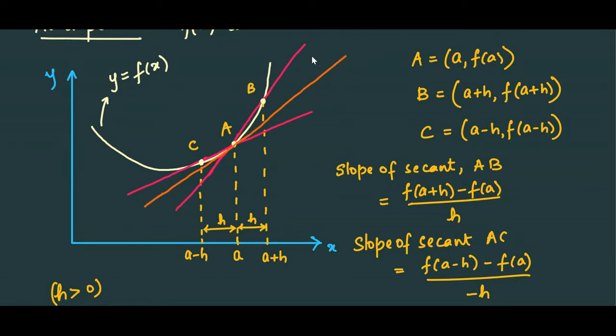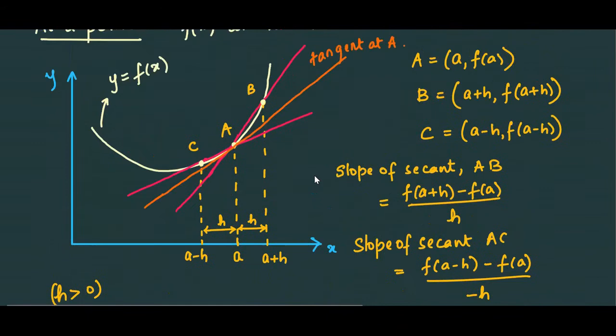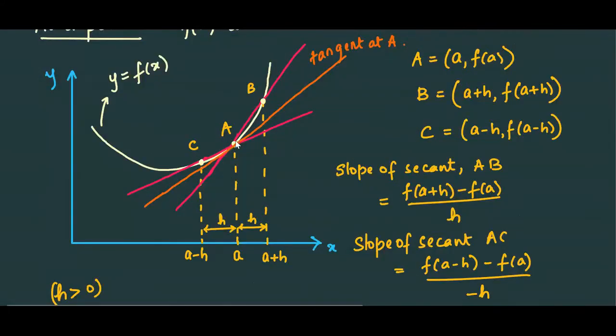So this is the tangent at A. This particular line touches the curve at A at one point. Now when you look at the secant AB as h tends to 0, this AB should merge with this line. And the secant AC, this also should merge with this line.